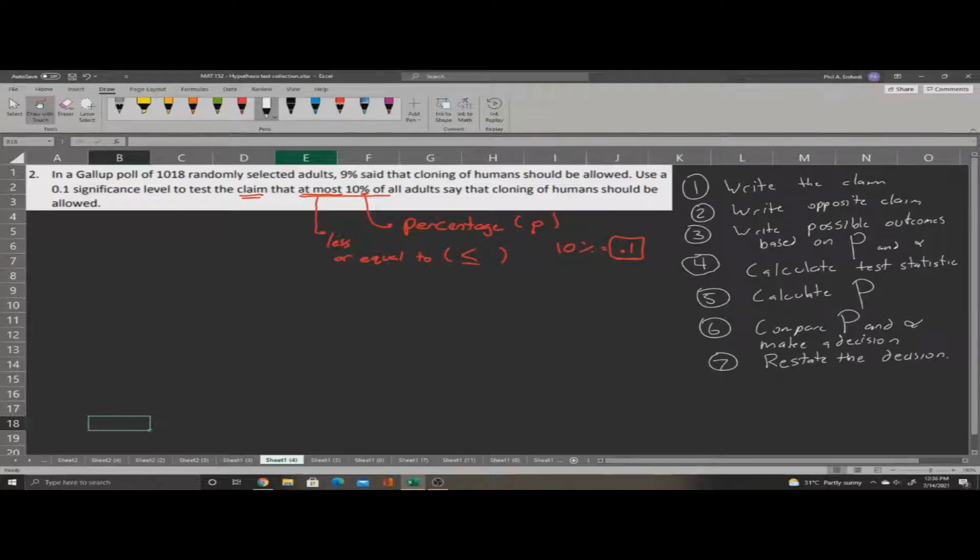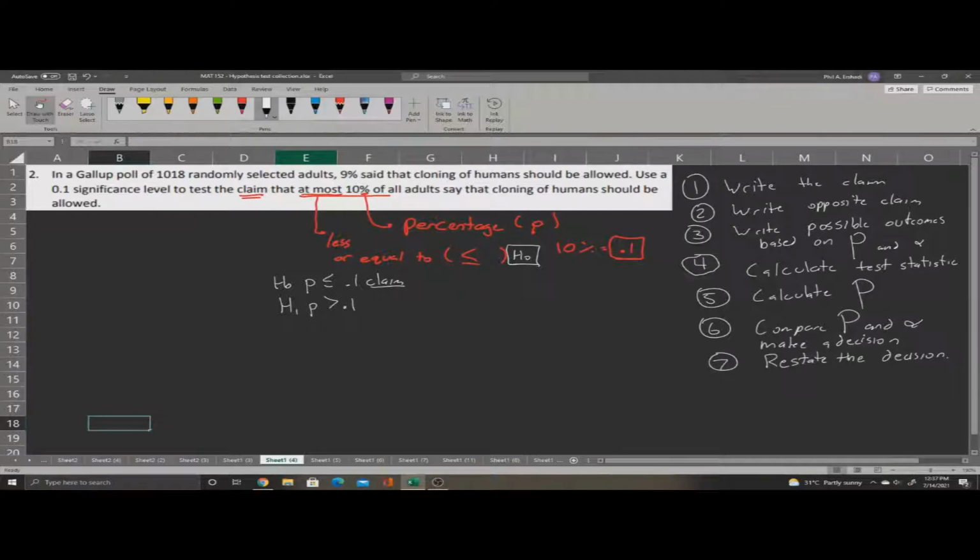Also remember that if you have equal to in your claim, that means the claim is the null hypothesis. If it didn't have equal to, we would have to say it's the alternate. Let's begin writing the claim now. We'll use the letter P, and we'll say less than or equal to 0.1. Now, that's the null hypothesis, and it is also the claim. That means now for step 2, we can write the alternate hypothesis. The opposite of less than or equal to is greater. We'll still use little p, and we'll still use 0.1.